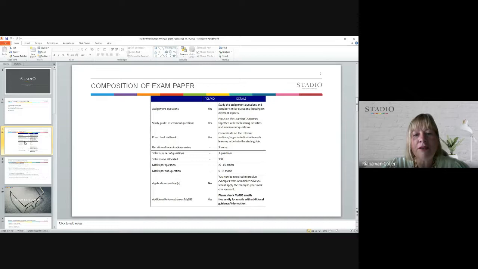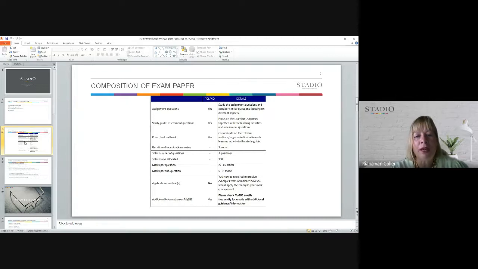The composition of the exam paper. So first of all, I want you to keep in mind that you should prepare the assignment questions for the exams in the sense that there could be similar questions asked, not the same ones, but the same type of aspects or different formats. So keep in mind the format of the assignment questions.